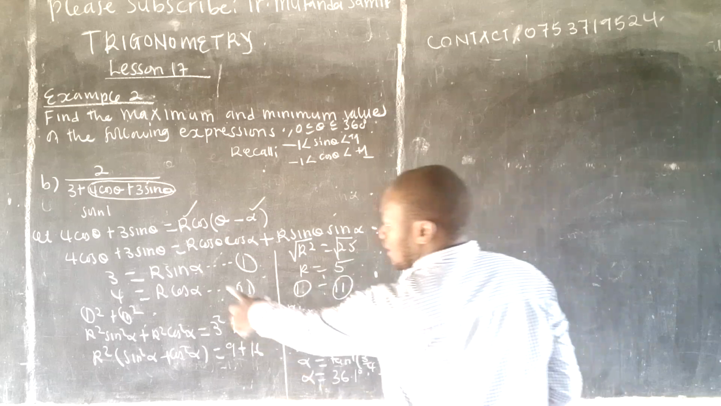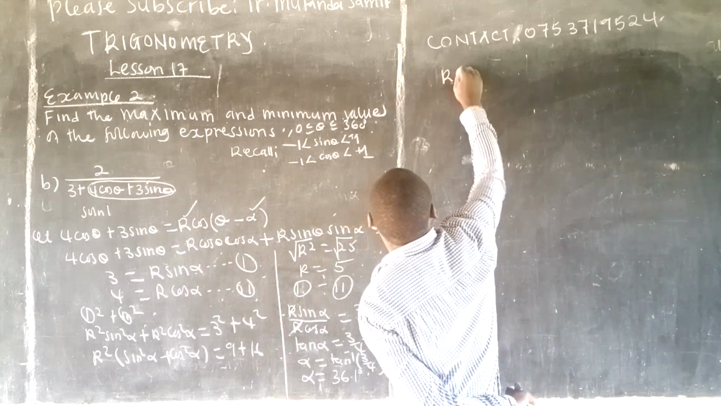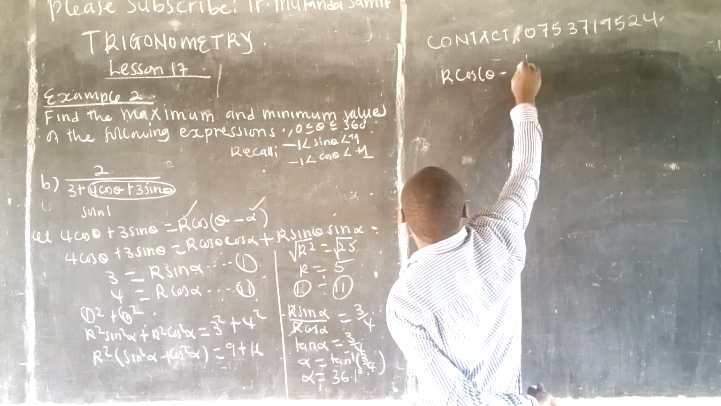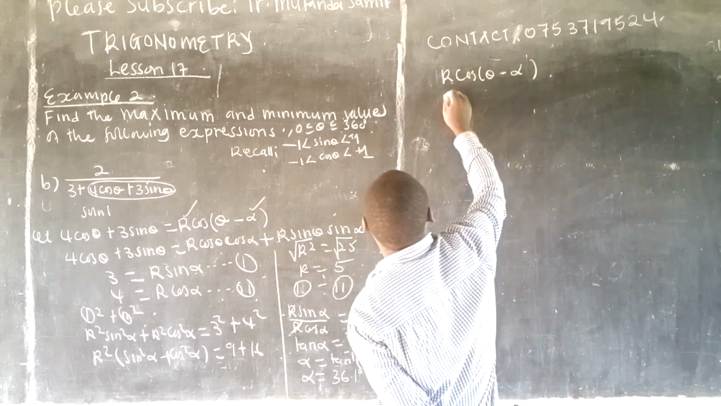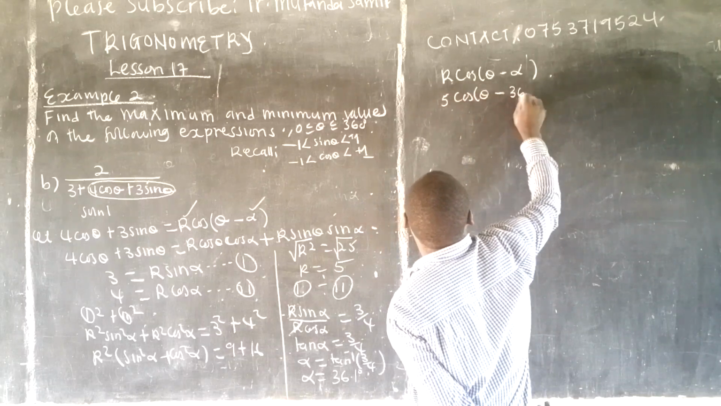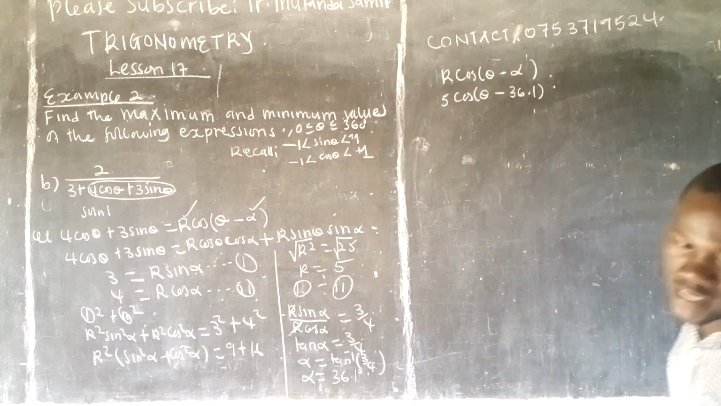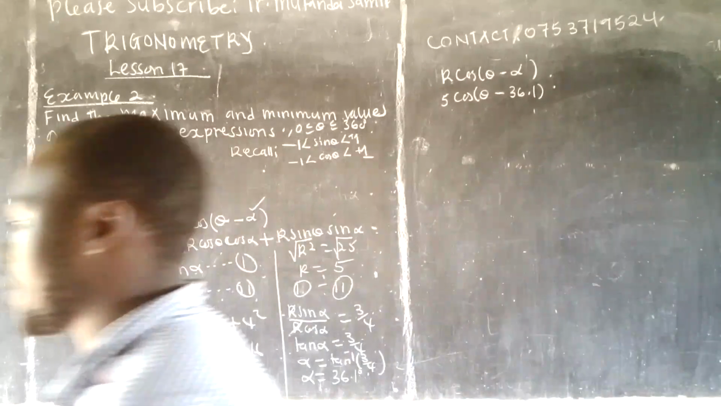Rewriting, I will bring this here. I will say, okay, if I have r cos theta minus alpha, but what is my r? My r is 5. The cos of theta, what is my alpha? 36.1. Now I can start with the issues of maximum and the minimum value.